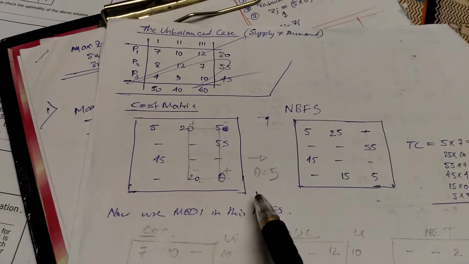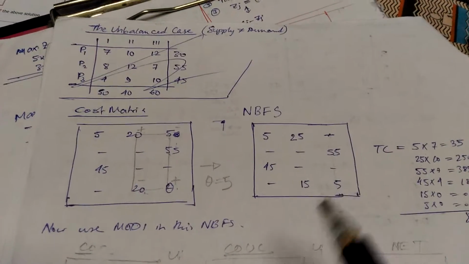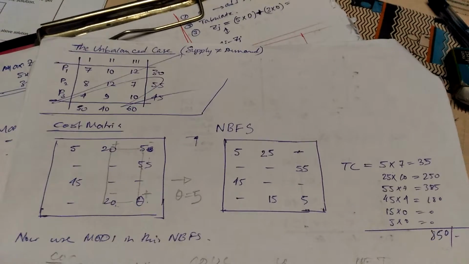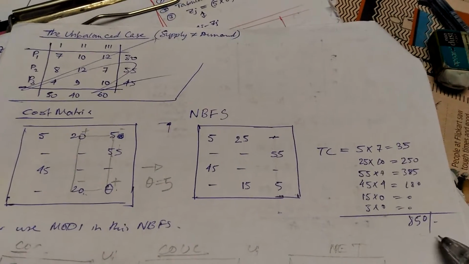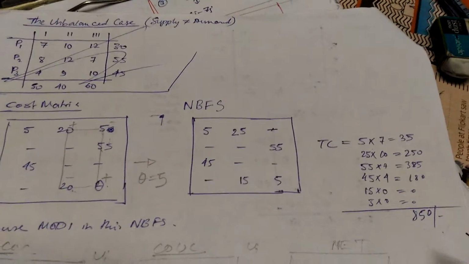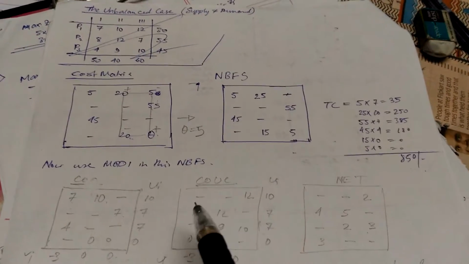So here 5 is the least value, so they take us to 5. So here is our new basic feasible solution. Now calculate the total cost of the new basic feasible solution. It should be less than the initial total cost found. Now use Modi method in the new basic feasible solution again to check the optimality.